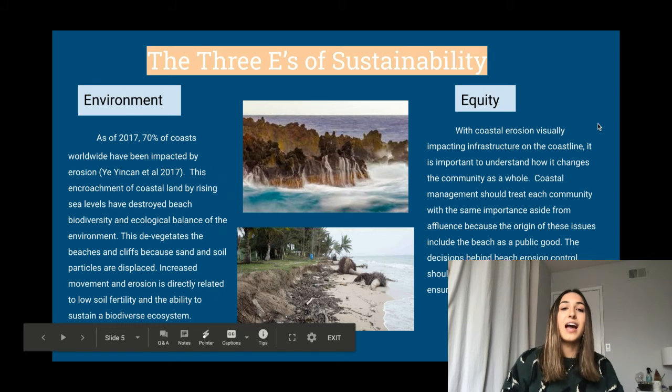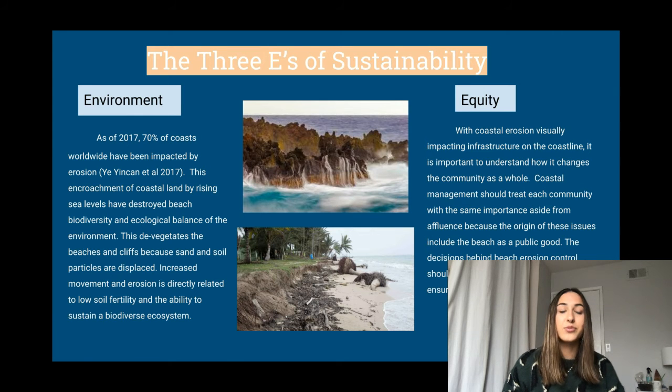Next, we're going to take a look at the 3 E's of sustainability in coastal erosion, starting off with the environment. As of 2017, 70% of coasts worldwide have been impacted by erosion. This encroachment of coastal land by rising sea levels have destroyed beach biodiversity and the ecological balance of the environment. This devegetates the beaches and cliffs because sand and soil particles are displaced. Increased movement and erosion is directly related to low soil fertility and the ability to sustain a biodiverse ecosystem. The image on the bottom shows this occurring.